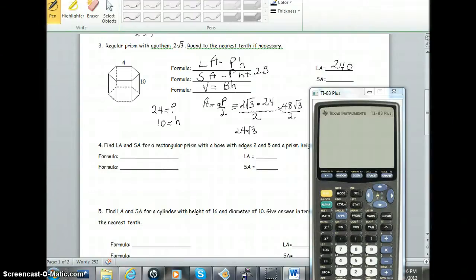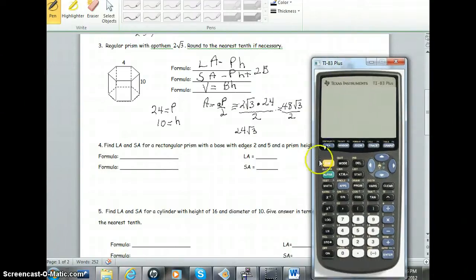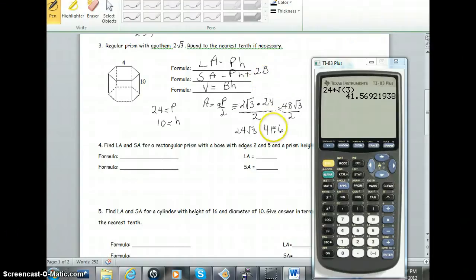So let's just solve that using the calculator. 24 times root 3: you turn the calculator on, and we have 24 times, and you have to go to the second button to get to the root, and you can close the parentheses. Oops, go back, and root 3, close parentheses, and that answer is 41.56. So I'm going to round that up to 41.6. You're going to have to do that twice because there are 2 bases. The area of the base is 41.6.